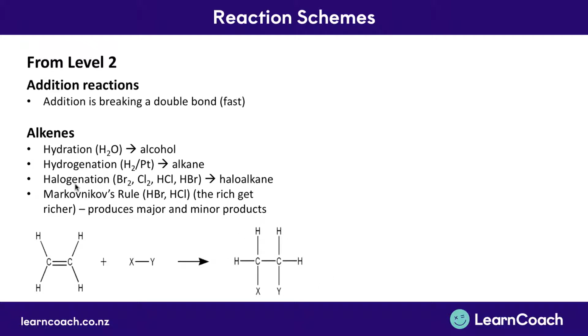Then we learnt about halogenation, where you break open this double bond and add on a halogen, almost always Br or Cl. And finally we learnt about Markovnikov's rule, and this is where the rich get richer. So the important thing is there'll be a major and a minor product produced, for example when we add on a halogen. Now you're trying to decide which carbon the H will attach to. It's the one that already has the most H's. So if you're unsure on any of this, go back and watch the level 2 videos on addition reactions.